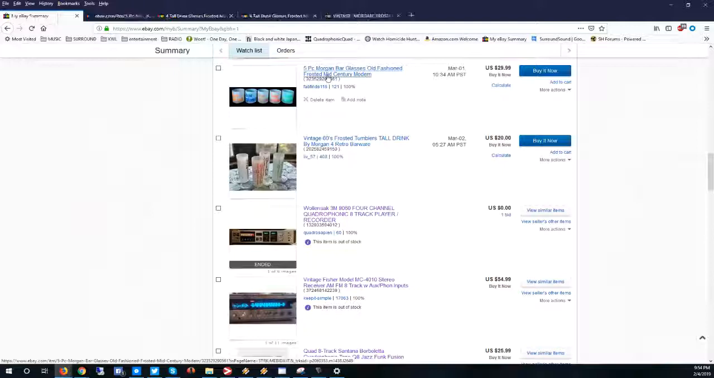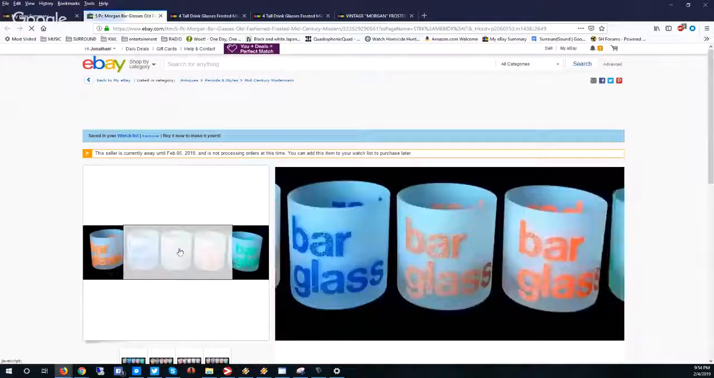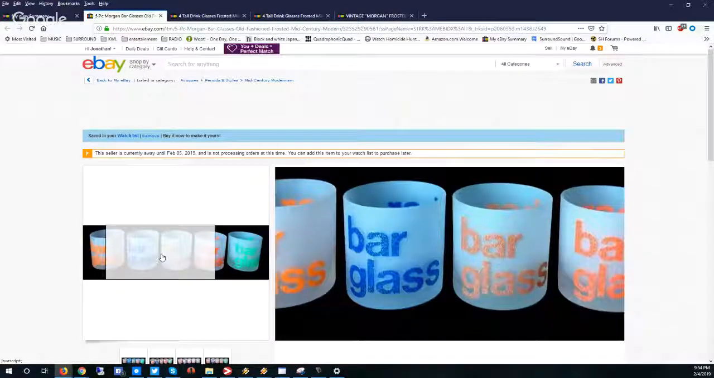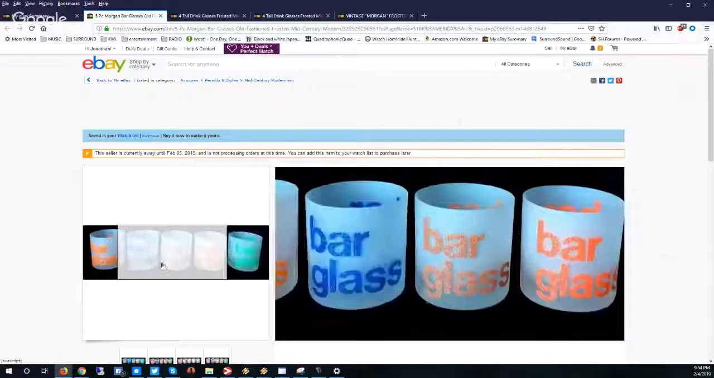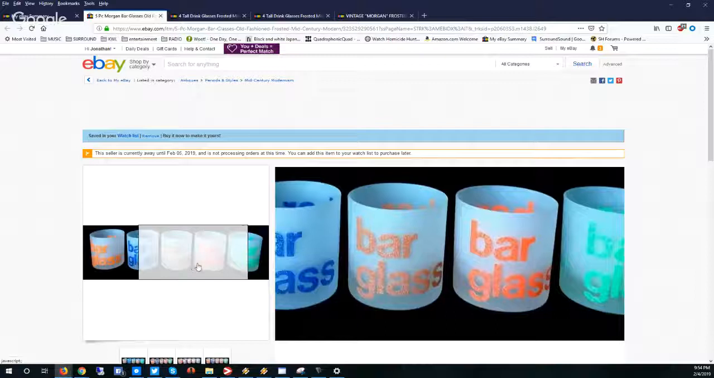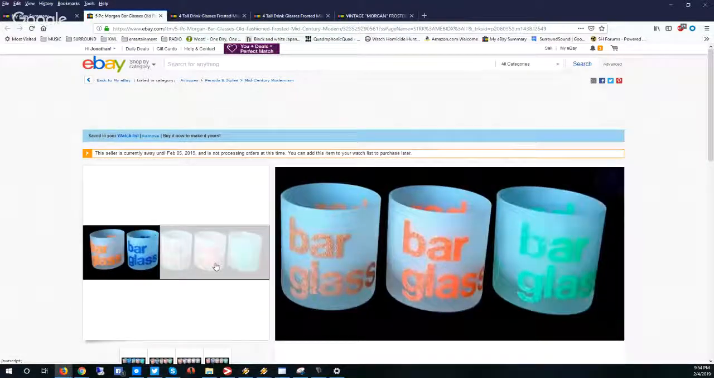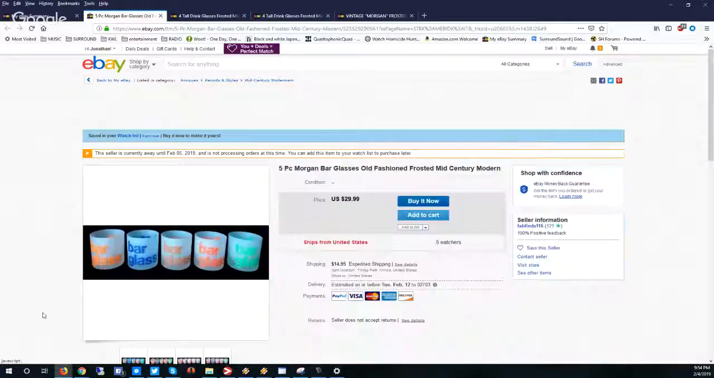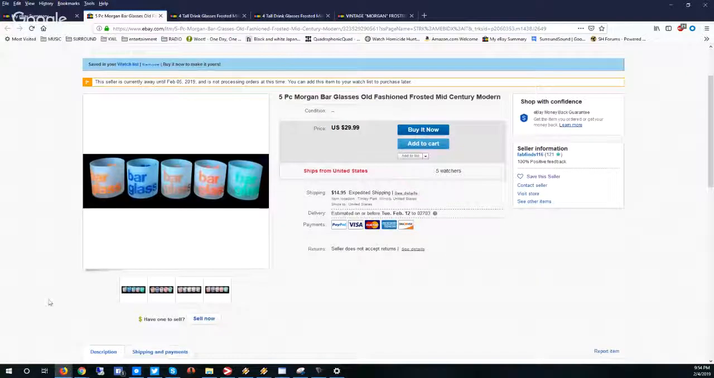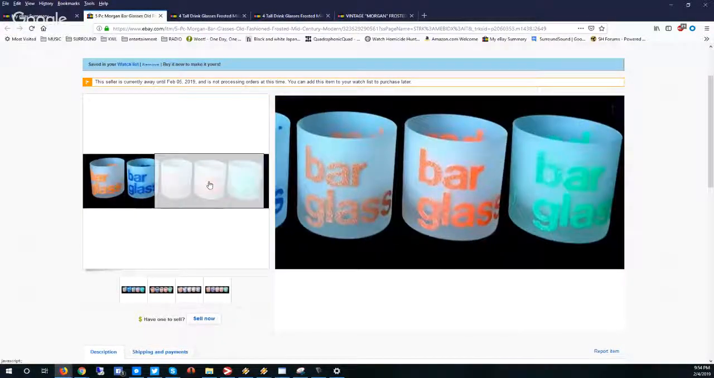Here are your kind of short glasses. These just say bar glass on them. This is missing the yellow one. And I think I've seen pictures of this come with an ice bucket as well, but I haven't found that on eBay. Wow. And I'm like, oh my God, these are so cool. But then again, people are charging like, you know, this set of 5 glasses is $30 plus $15 shipping. So that's like $45 for a set of 5 bar glasses.